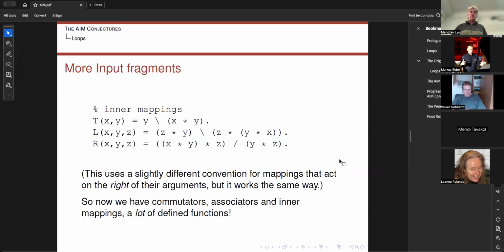Okay, so for example, here's what they would look like in our typical Prover9 files. There's a slightly different convention here, which I'll ignore. So now we have a lot of defined functions. We've got commutators, we've got associators, and we have 3 types of inner mappings. Okay, so there's a lot going on here. And we haven't even written down any actual hypotheses or axioms. We've just defined functions so far.